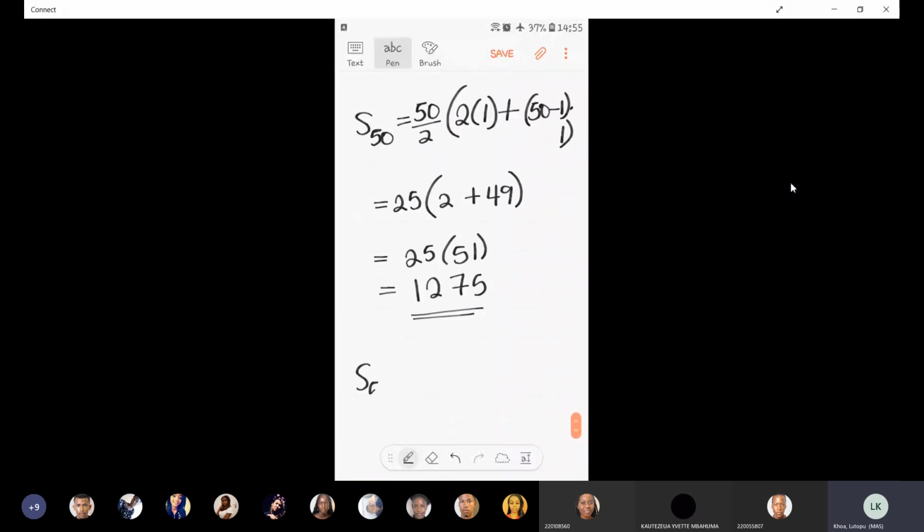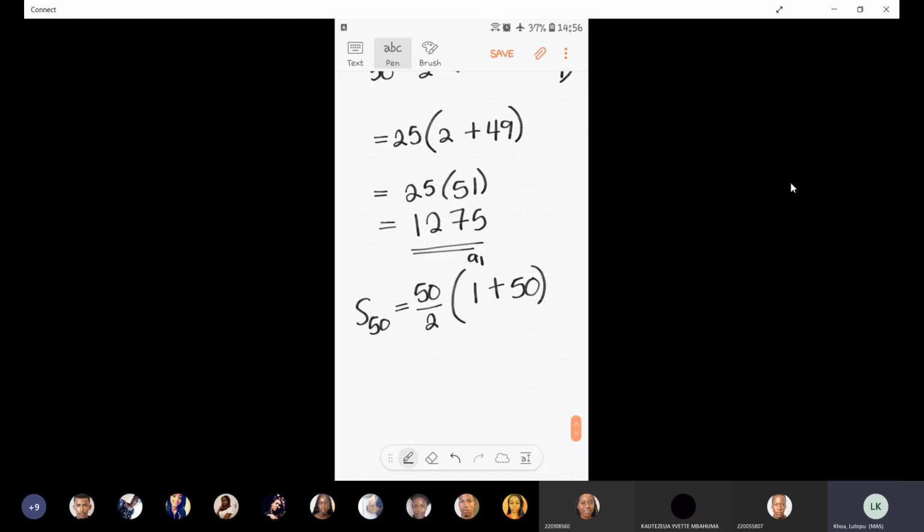So S50 is equal to 50 divided by 2. And then inside the bracket, we said a1, which is 1. And then I add that to the last term, which is 50 itself. So here I'm using the second formula. This is a1. This is an, which is the 50th term. So here you'll see I get 25 times 51, which is exactly what I have there. Then the product is still 1,275. So whichever of the formulas you use, the answer will be exactly the same.